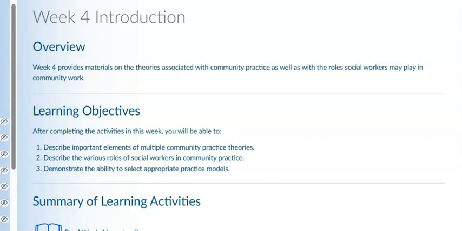The overview for this week provides materials on the theories associated with community practice, as well as the role social workers may play in community work. The objectives are as follows: to describe important elements of multiple community practice theories, to describe the various roles of social workers in community practice, and to demonstrate the ability to select appropriate practice models.